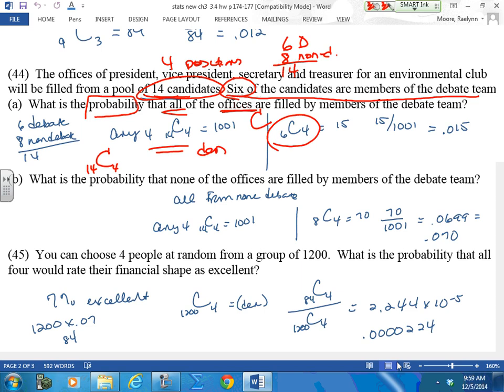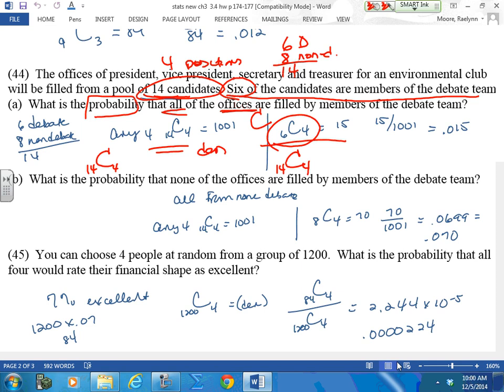That I like to call it the generic brand. It doesn't matter who is in that group. Any 4. So technically, this is what it's going to look like. There's your probability. The specific over the generic. The part over the whole. Specific, I want 4 debate team people. Generic, I want any 4 people. Does that make sense? That's probably one of the hardest concepts to get.